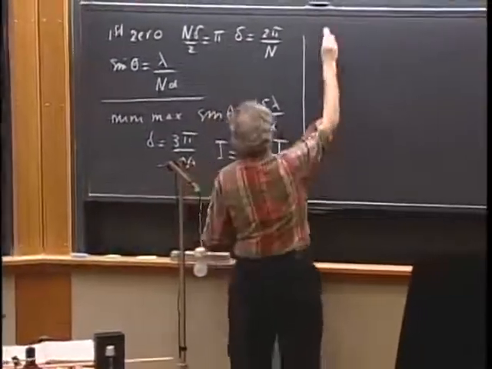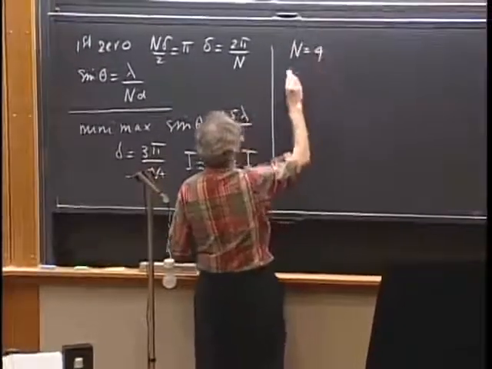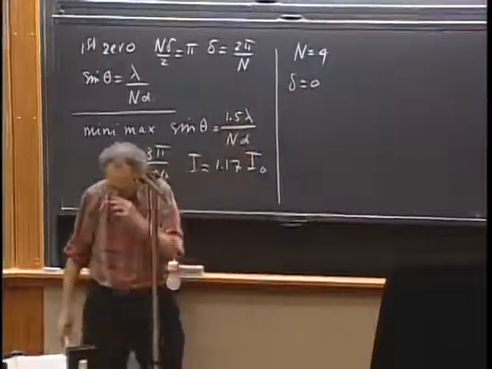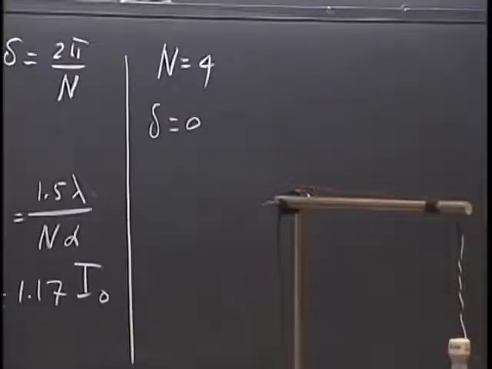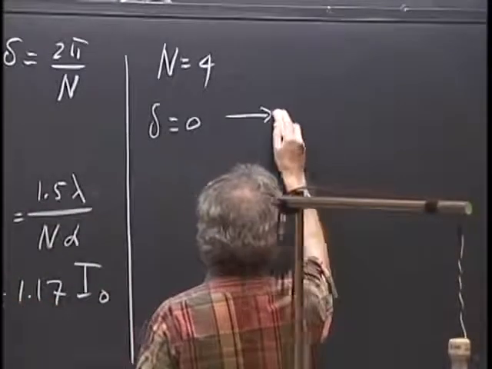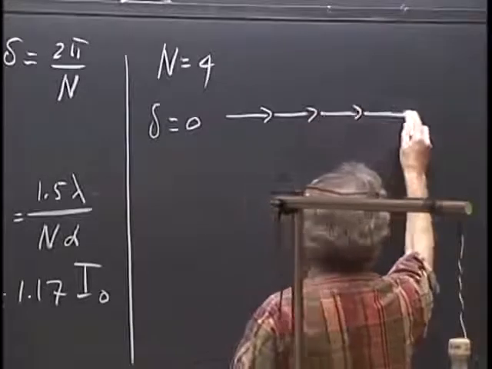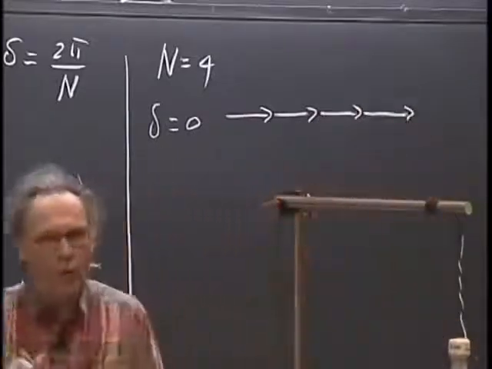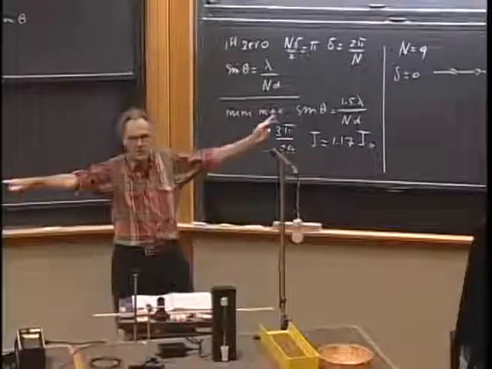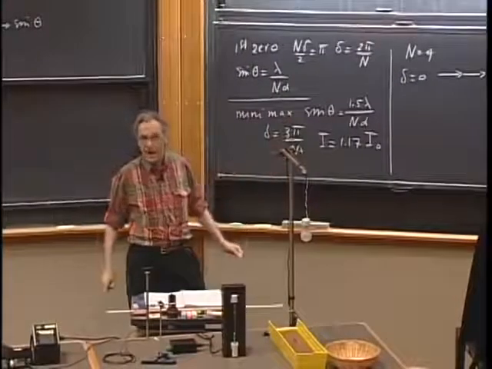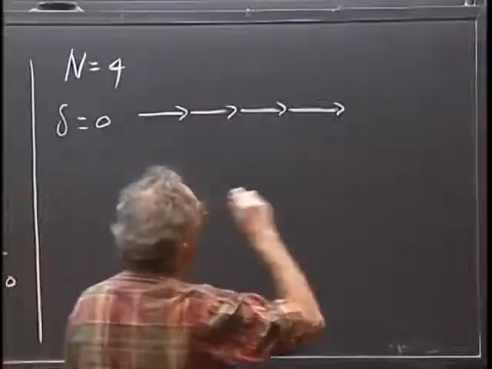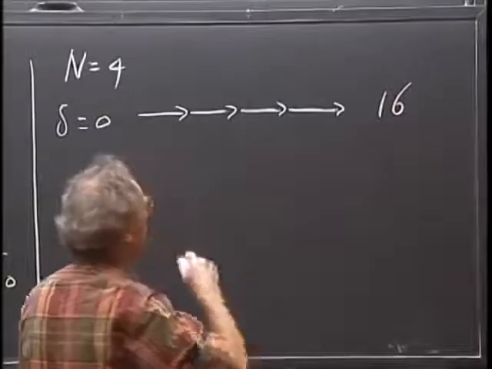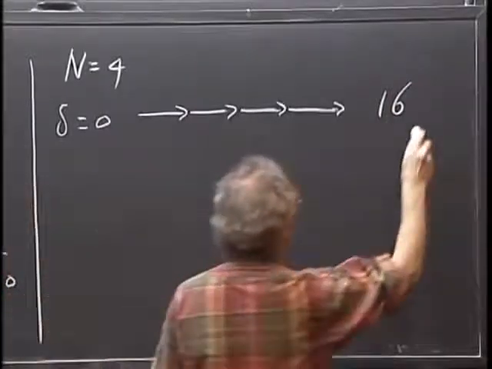So we have n equals 4. And I start with delta equals 0. So there is no phase difference between adjacent sources. So this is the E vector of source number 1, this is the E vector of source number 2, number 3, and number 4. All 4 E vectors line up in the same direction, otherwise delta could not be 0. Aha! Therefore I get 16 times the light, because I square 4E and I get 16. So this is your factor of 16. And you get a maximum.